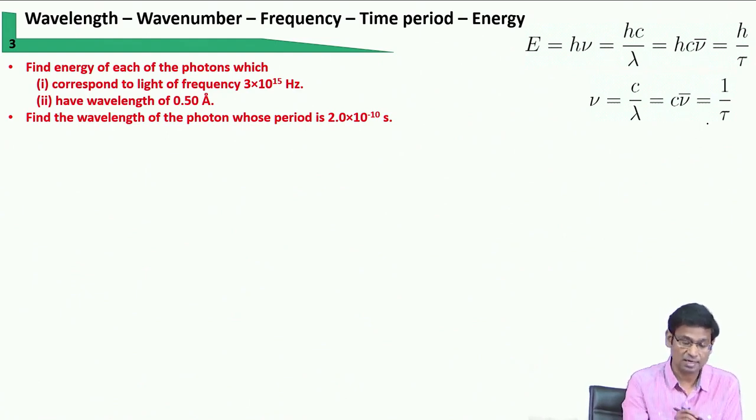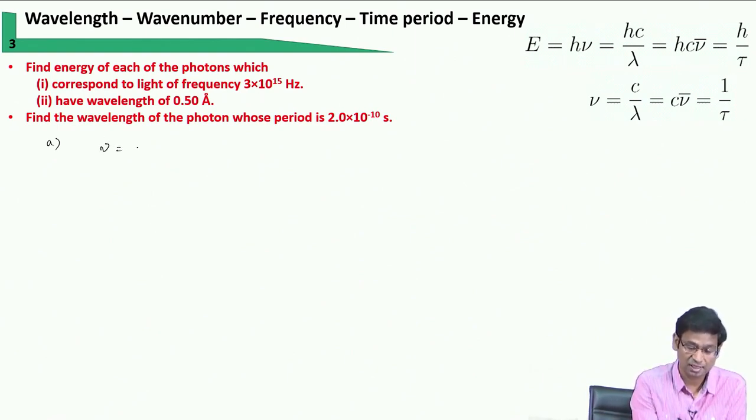So, let us look at this question. The first one says, find the energy of the photon which corresponds to light of frequency 3 into 10 to the power 15 hertz. So, we see that the question gives us nu equals 3 into 10 to the power 15 hertz, which is also second inverse. So, what is the energy?